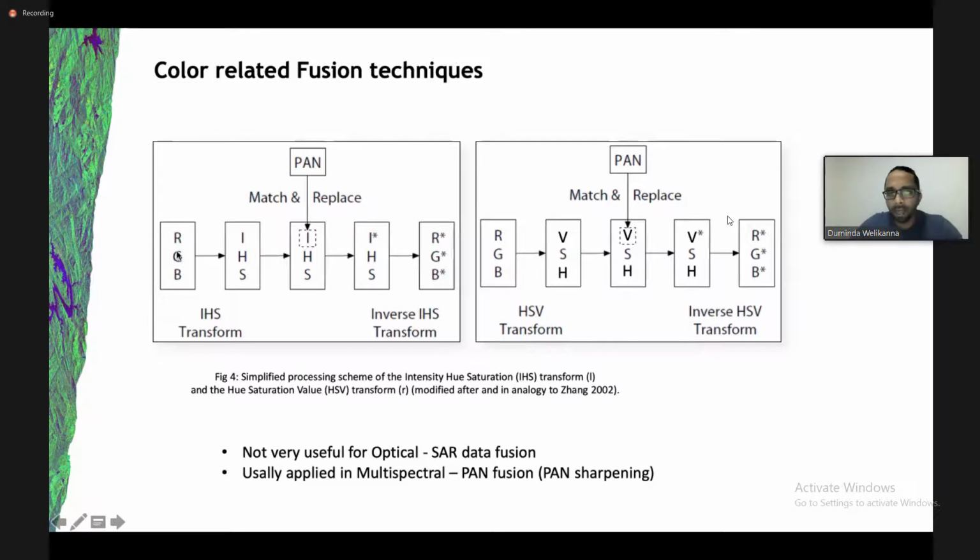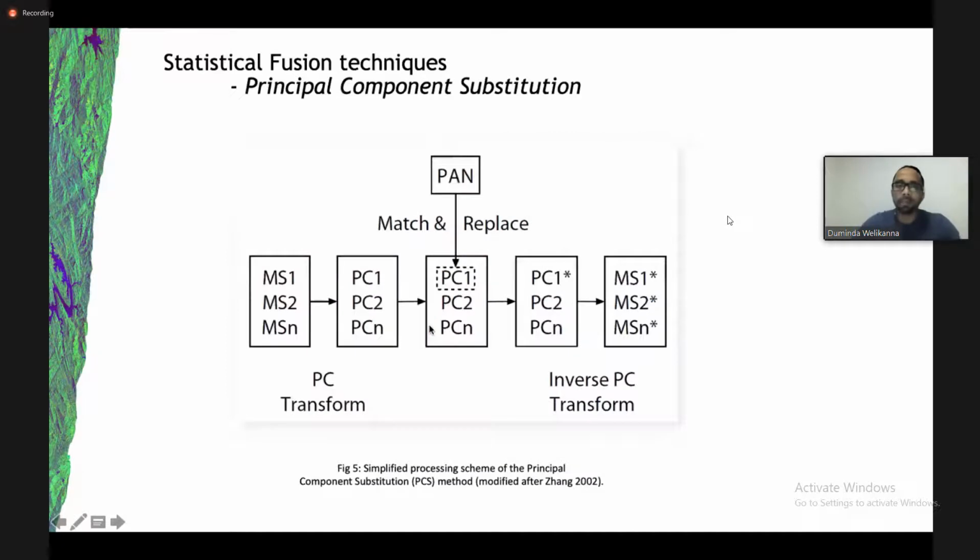Just see, we have red, green, blue images. We convert them into intensity, hue, and saturation. We replace intensity by the pan image. You know, a panchromatic image is a different band. It's high resolution. We fuse it here. We replace the intensity by the pan image. That is the fusion. Convert it back to RGB. So this is a color-based fusion, not very effective.